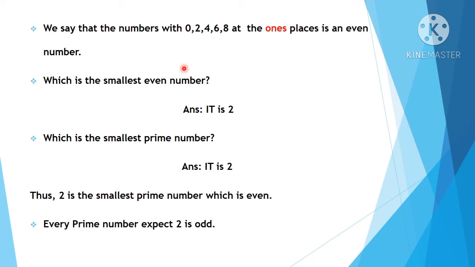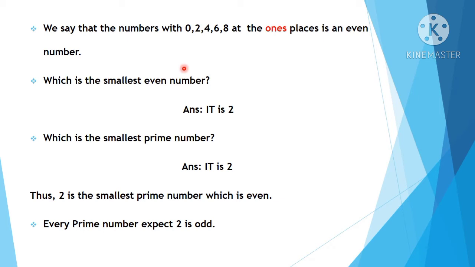Which is the smallest even number? 2, right? 2 is the smallest even number. And which is the smallest prime number? What is a prime number, children? What's the definition of a prime number? It will have only 2 factors. It will be divisible by only 2 numbers. What are the numbers? 1 and the number itself.